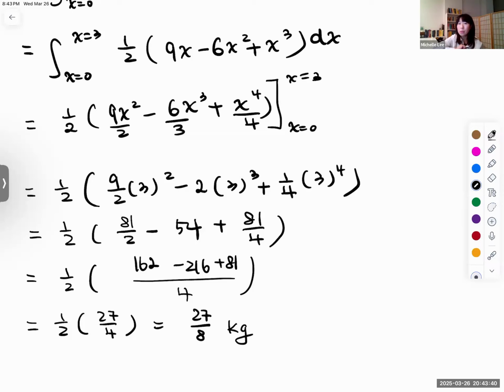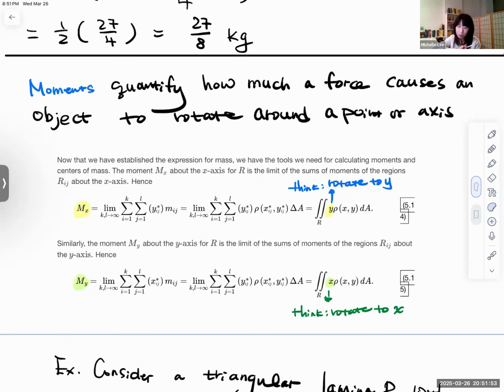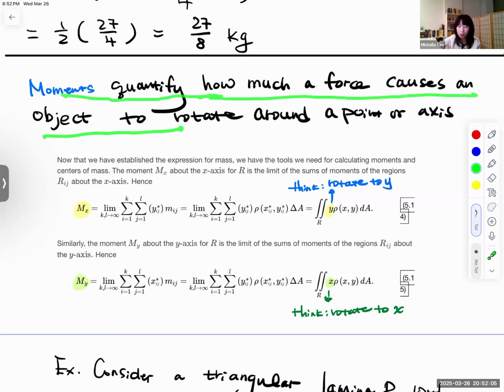Okay, so did you get 27 over 8? So the unit is kilogram. Good job. Okay, now we have a moment. So what is a moment? Moment is quantify how much a force causes an object to rotate around a point or axis.